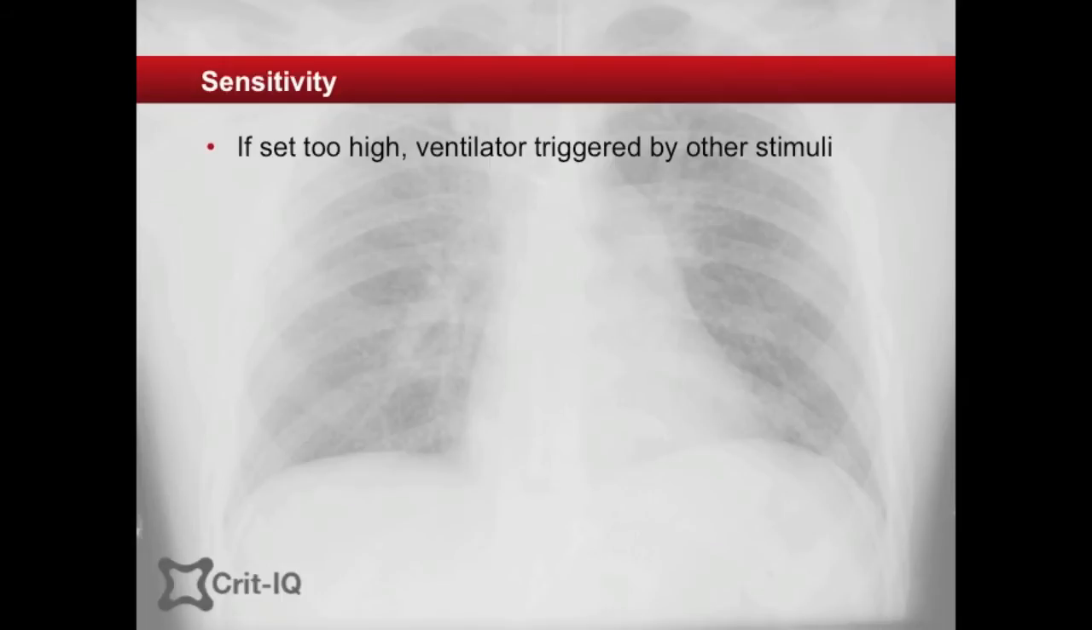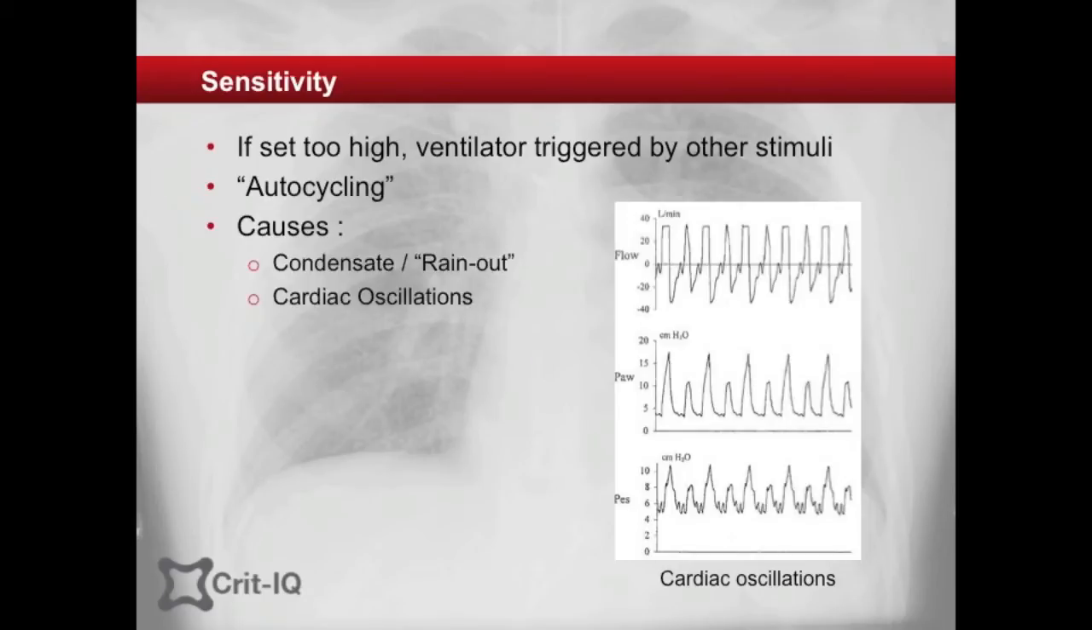Conversely, however, setting the sensitivity too high will potentially result in the ventilator trigger being activated by stimuli other than a patient attempting to breathe. This is known as auto-cycling. Examples can include condensate sloshing in the ventilator tubing, cardiac oscillations, and patient movements. When this occurs, the ventilator may inappropriately be triggered, possibly resulting in overventilation and patient distress. In these cases, the sensitivity of the ventilator will need to be decreased.